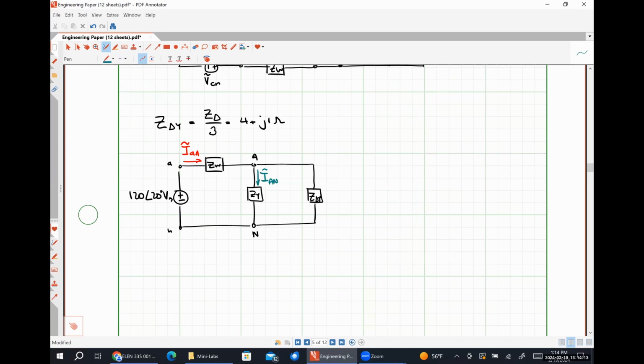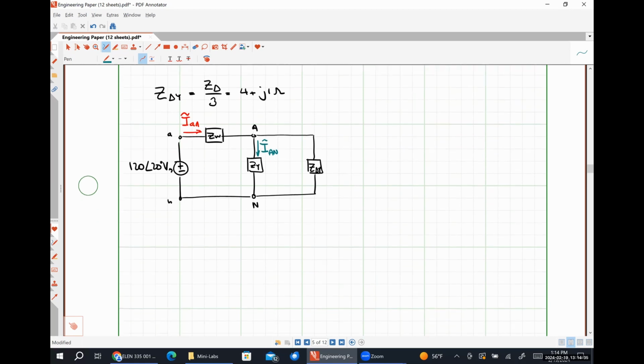Your voltage over the wiring plus the two Y impedances in parallel, or do you just do the? So it would be the two Y impedances in parallel because that's what the line current is going to see, is effectively those two impedances in parallel.